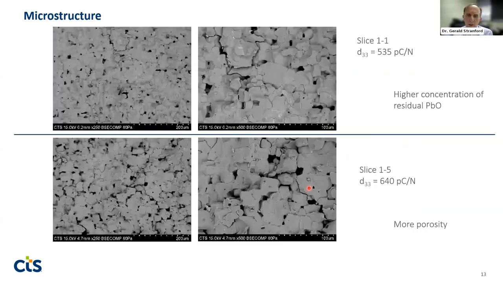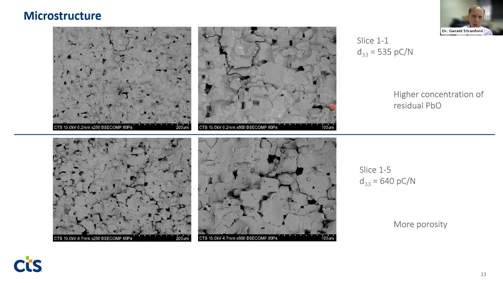So looking at these slices, I looked at fracture surfaces here, and the top one is for a lower D33 coefficient material, whereas the bottom one is the higher D33 coefficient. And similar to the micrographs that I showed earlier, when we have the higher D33, we tend to see more of that porosity showing up, and the lower D33, less porosity, but more of that residual PBO rich phase.